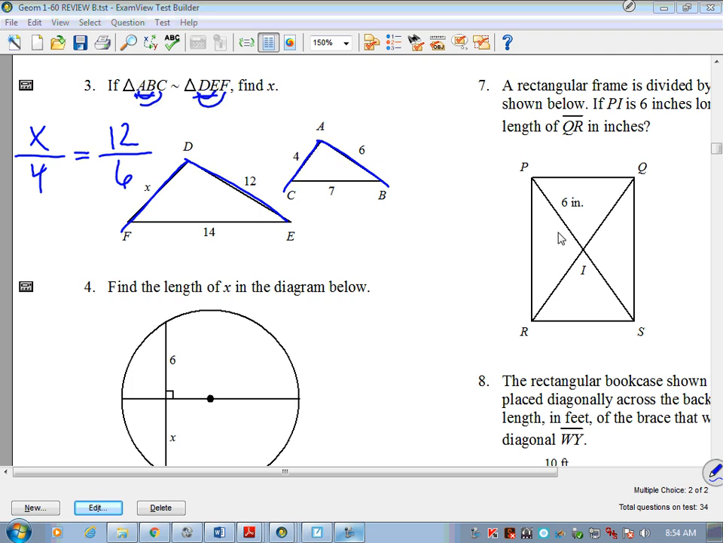So cross multiply and divide. 4 times 12 is 48 times 6x divided by 6. Okay, on number 3, 48 divided by 6, 8 equals x. And they just wanted you to solve for x, so we're done there. So always make sure that you're answering the question that is being asked.